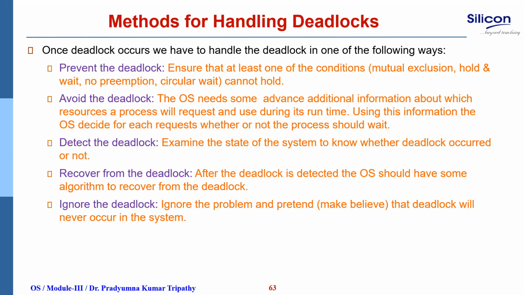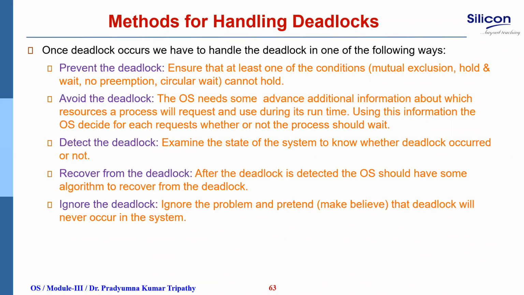Whenever a process enters the system, we see how many resources it requires and of which type. By looking at that, we take a decision whether the request will be granted or not. This is known as deadlock avoidance. Just before allocating the resource, a check is made whether the system will be in a safe state or not.